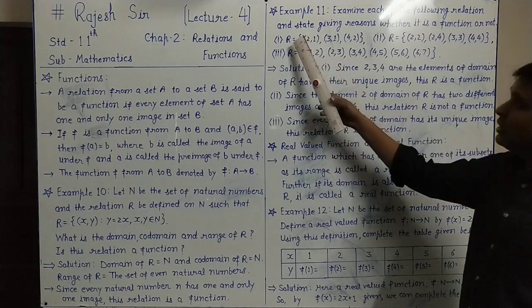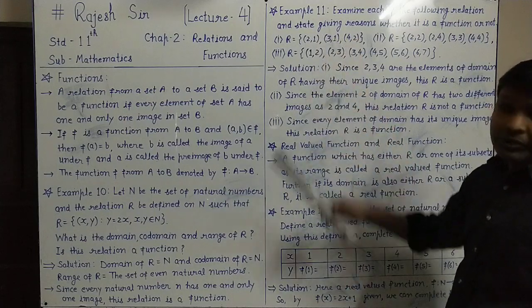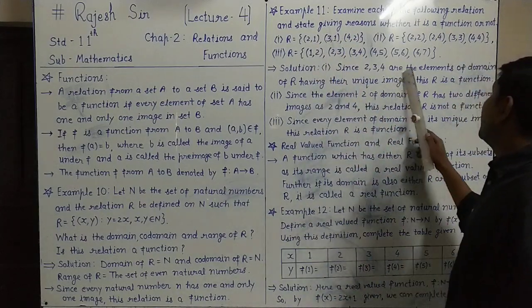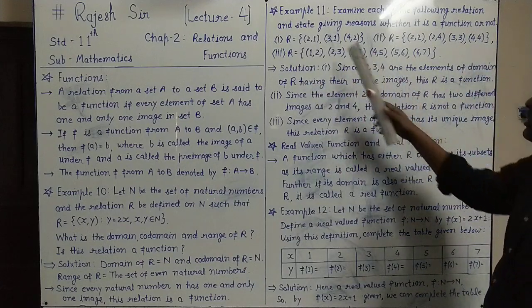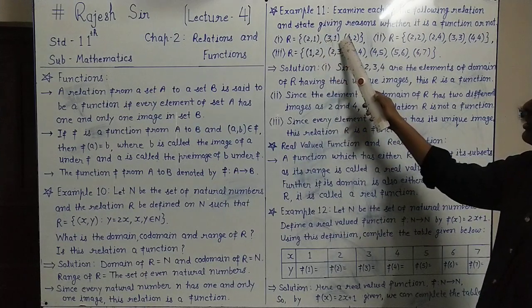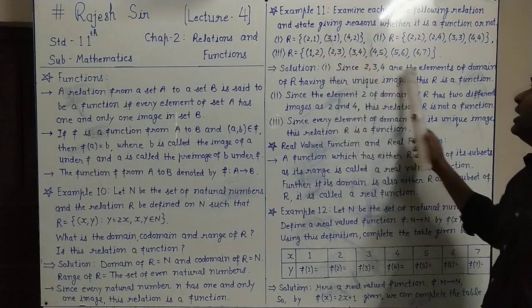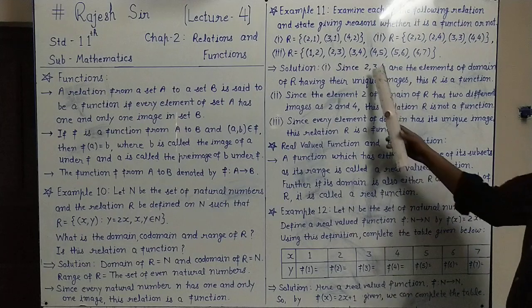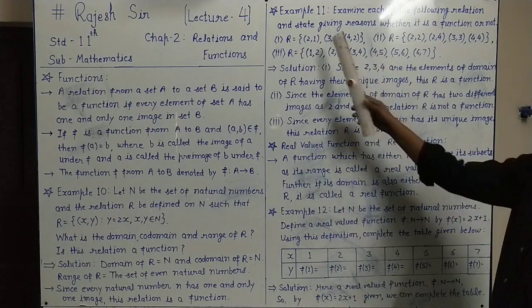Since here in relation 1, 2, 3, 4, the first elements are the domain of this relation. The elements of the domain of R have their unique images. 2 has its image as 1, 3 is also having 1 image, 4 is having 2 image, which means all the 3 elements have their different and unique images. No element has two images.